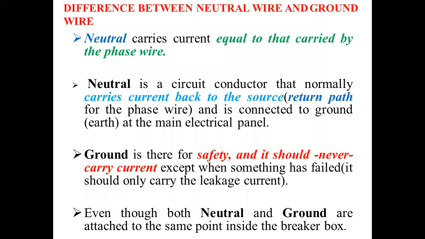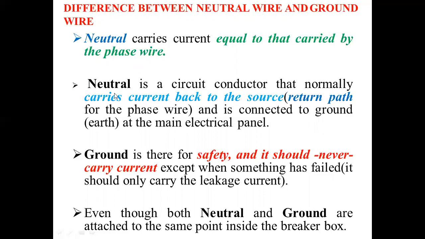So let us discuss the difference between the neutral wire and the ground wire. This is a basic concept we need to understand: what do you mean by neutral wire and what do you mean by ground wire. Neutral carries current equal to that carried by the phase wire. Remember students, neutral carries current equal to the phase wire. Phase means it's a live conductor, R, Y or B. And neutral is a circuit conductor that normally carries current back to the source. That is a return path. Neutral is just a return path for the phase wire.